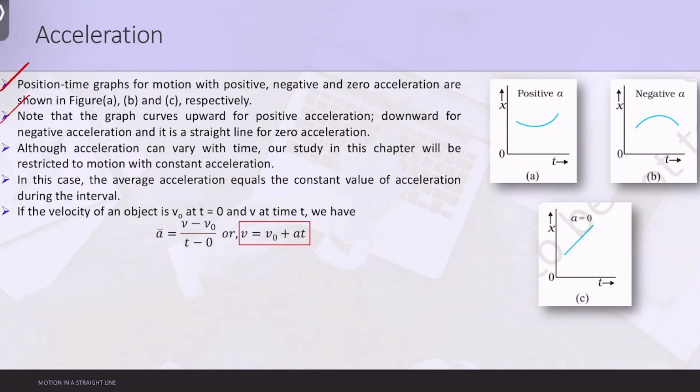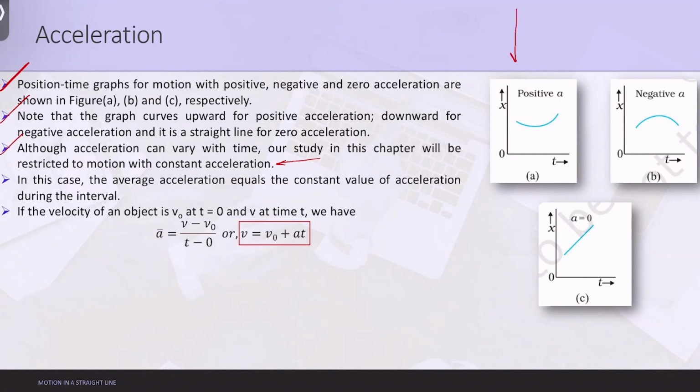Although acceleration can vary with time, our study in this chapter will be restricted to motion with constant acceleration. Okay, so let's not increase our complexity. We have already increased the complexity, moving from velocity, then average velocity, then instantaneous velocity. Now acceleration also, instantaneous acceleration also. Let's be concerned with only constant acceleration. What does constant acceleration mean? If it is said that the acceleration is 4 meter per second square, then it will always be 4 meter per second square. Maybe in future concepts we may require non-constant, varying acceleration, but let's not go into that. Let's first understand the basics, and then we can go to the advanced.